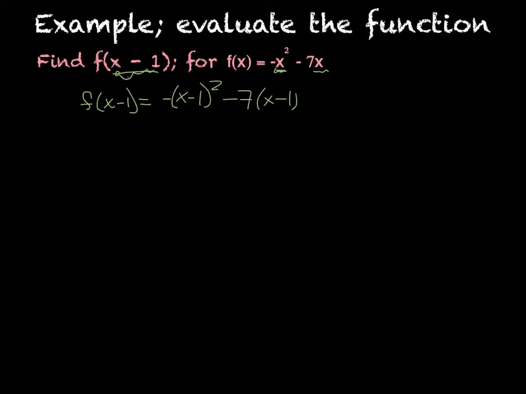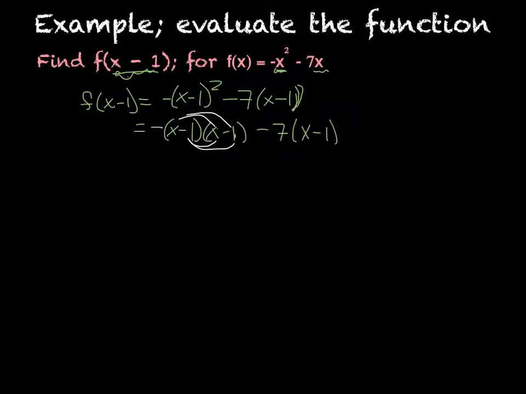So I just insert that entire thing inside the function in for my x's, and then I just have to solve like I did before. So now these are just like the problems we did last chapter. So what we have here is negative. We've got to FOIL this out. x minus 1, x minus 1, minus 7 times x minus 1. Alright, so I'm going to FOIL here. x times x, x times negative 1, negative 1 times x, negative 1 times negative 1.